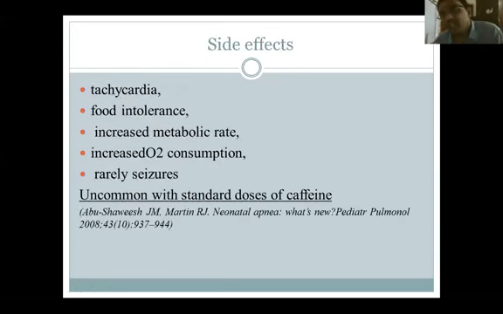In any drug, we know there will be side effects. We should be able to look at it with an unbiased mind, and we should also check whether the drug has caused anything, and how much dosage they have given. Feed intolerance is known. Increased metabolic rate and insulin consumption have been reported with a standard dose of caffeine. This was studied in 2008.